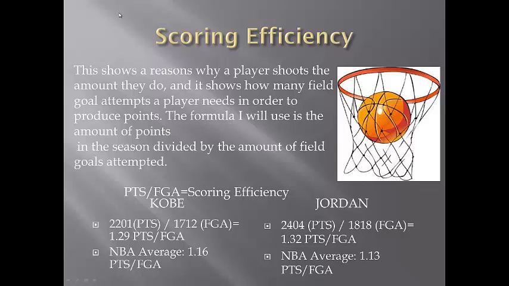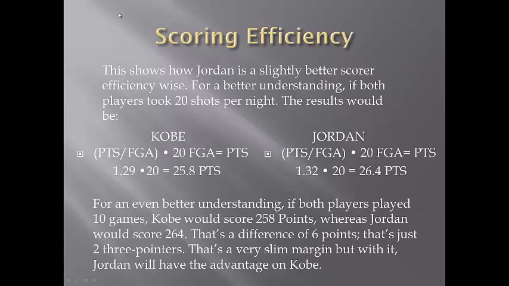For Kobe, he had 2,201 points divided by the 1,712 attempts he took, which yields 1.29 points per field goal attempt. The average during this time was 1.16, whereas Jordan scored more points at 2,404, but he did take more attempts to do so at 1,818, which yields 1.32 points per field goal attempt. He did score slightly better than Kobe, and the average is a little less than during Kobe's years at 1.13. Scoring efficiency shows how Jordan is slightly the better scorer efficiency-wise.